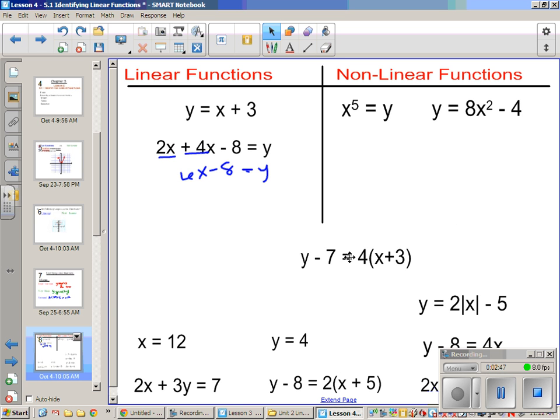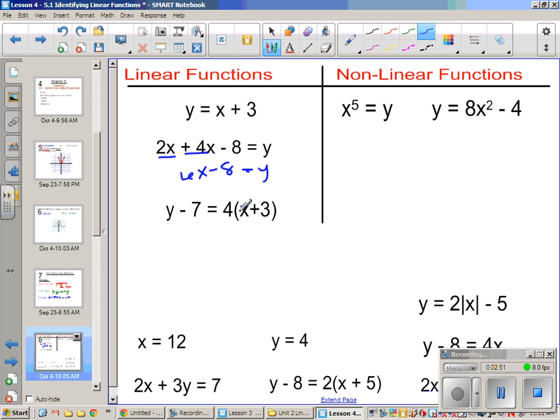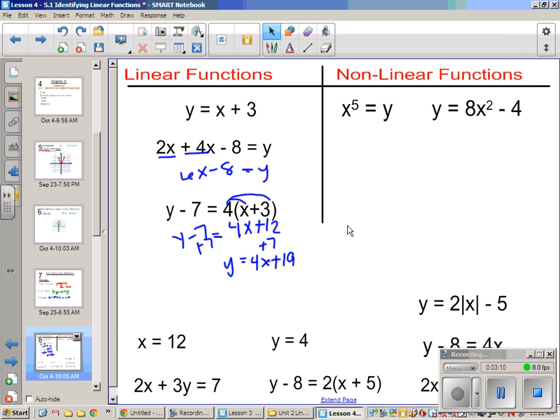This one is in point slope form, so it is linear. And again, if you wanted to convert it to your favorite form, you could distribute. Whoops, not 4x plus 3. 4x plus 4 times 3 is 12. Could add the 7 over, and you'd get y equals 4x plus 19, and now it's in your y equals mx plus b form, not your standard form. This one has the little bars around it. That means absolute value. That's nonlinear.